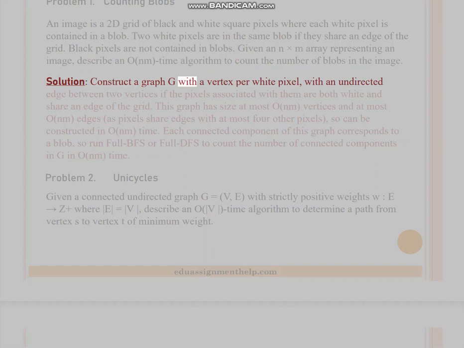Solution: construct a graph G with a vertex per white pixel, with an undirected edge between two vertices if the pixels associated with them are both white and share an edge of the grid. This graph has size at most O(nm) vertices and at most O(nm) edges, as pixels share edges with at most 4 other pixels, so can be constructed in O(nm) time. Each connected component of this graph corresponds to a blob, so run full BFS or full DFS to count the number of connected components in G in O(nm) time.